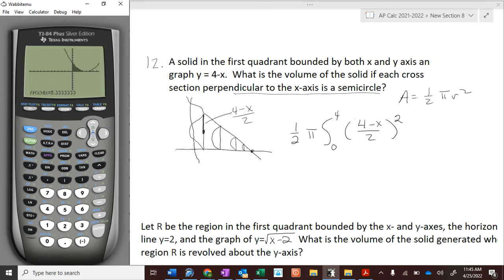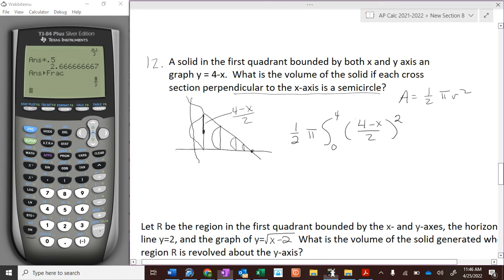And it's 5 1/3. And then we're going to multiply that times 0.5. And we get that. And if we go math, turn that into a fraction, please. It's 8 pi over 3. So you're just using calculate to find the area, right? Calc 7, the integral.